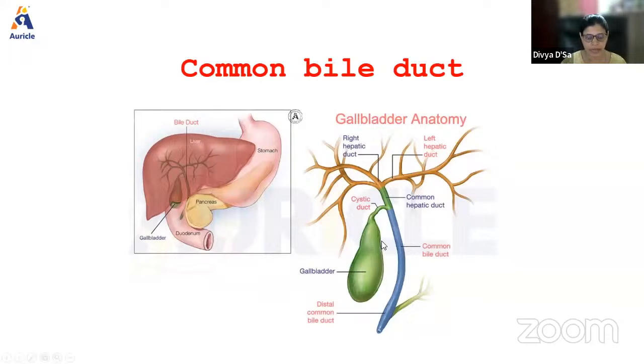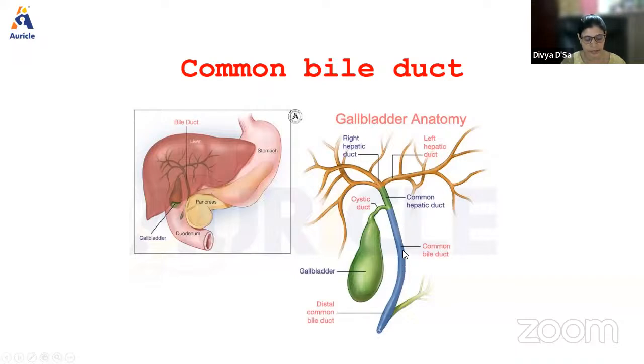Next, we have the bile duct. The bile duct, which we otherwise call the common bile duct, is about 7.5 centimeters long and about 6 millimeters in caliber. It is formed close to the porta hepatis by the union of the common hepatic duct and the cystic duct. From its formation, the bile duct passes downwards, backwards, and slightly to the left within the free margin of the lesser omentum.